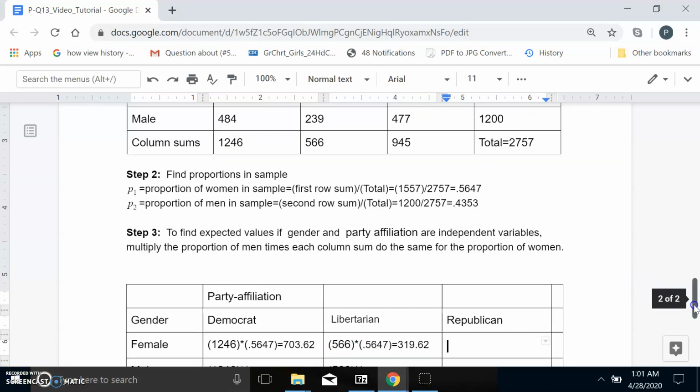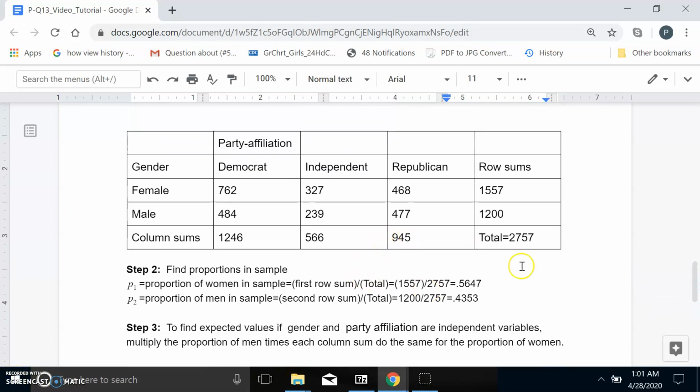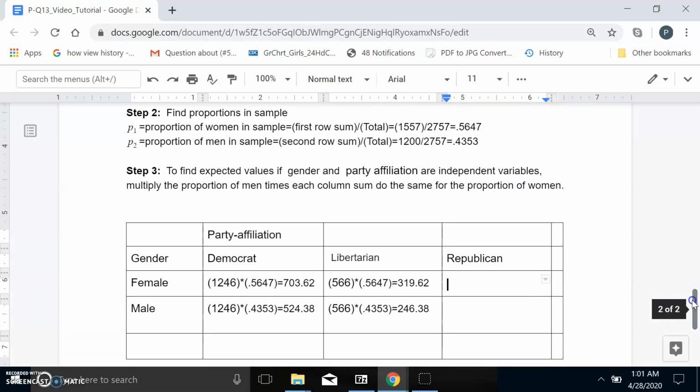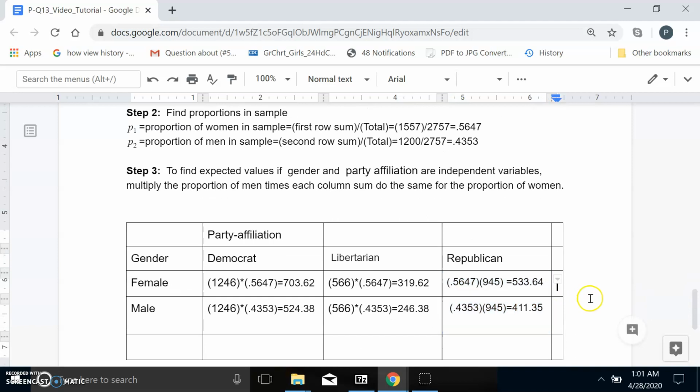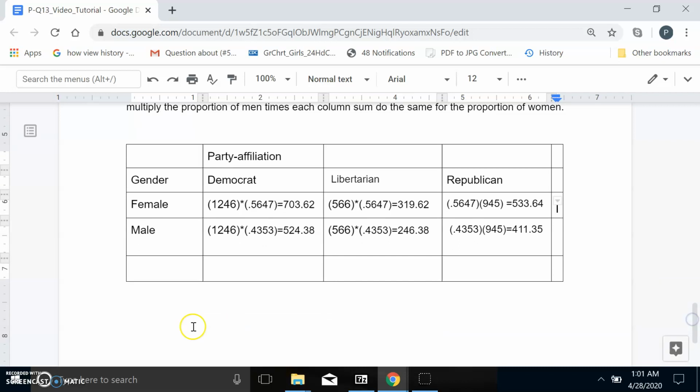Now let's do the last one. The column sum for the last one is 945. So you do the same thing with 945 here. Just going to write the answers here. So you should get those when you work it out. Okay, so let's now go on to step 4. We're done with step 3.